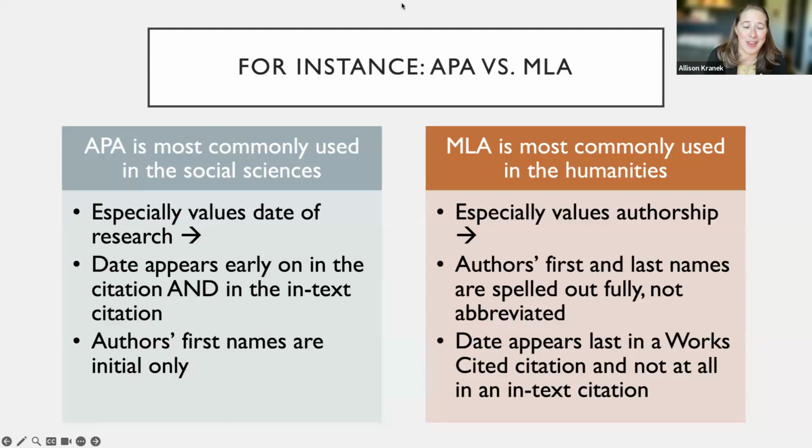What that means in terms of APA citation style is that the date is really important to both in-text and reference citations. It appears in both our in-text citations and on the reference page really early on, right after the author. Not that authorship isn't important in APA, but it's a little bit less important than it is in MLA, where authorship is really key. Practically speaking, in APA, we're mainly concerned with authors' last names and we abbreviate authors' first names. Whereas in MLA, we're really concerned with authorship and individual ideas.